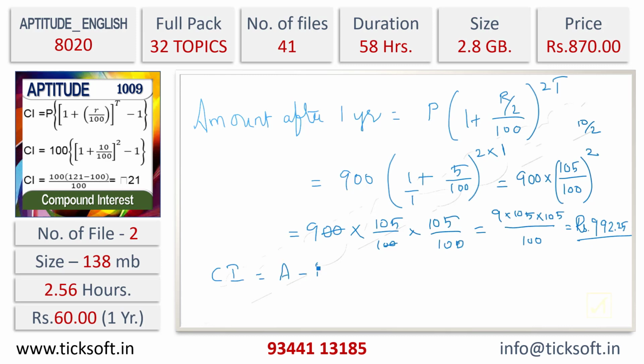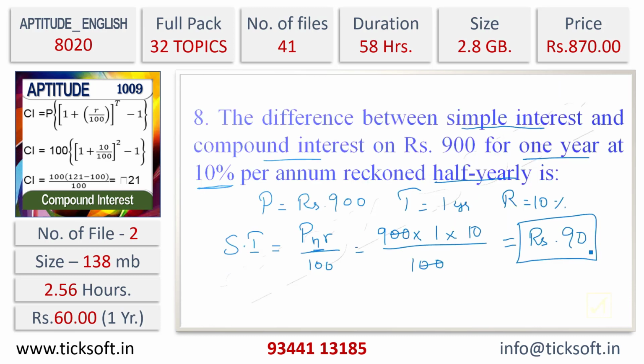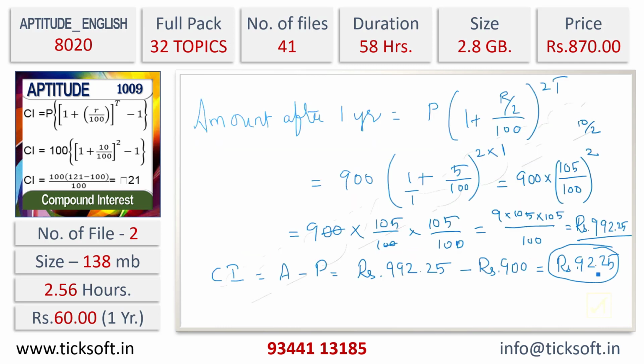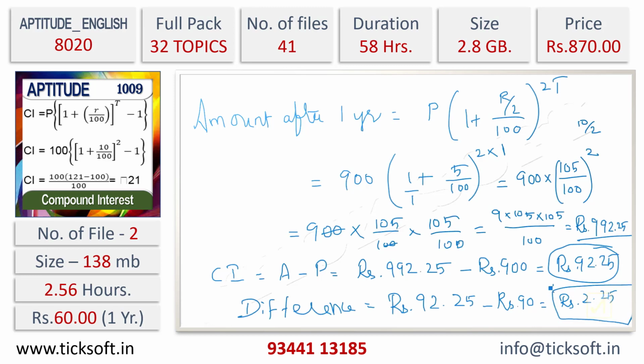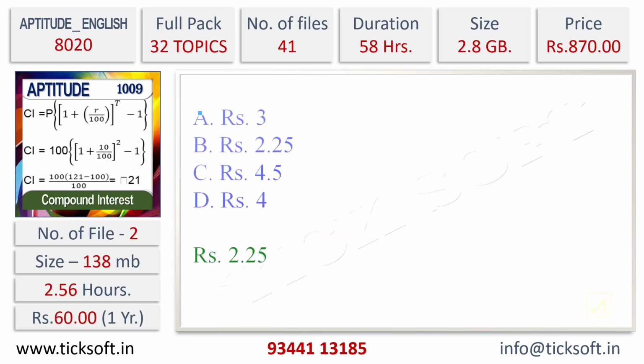So this will be equal to what? Amount minus the principal. So this is equal to rupees 992.25 minus the principal here is rupees 900. So if we cancel these two values, then we get rupees 92.25 as the compound interest. Already the simple interest is rupees 90 and the compound interest is 92.25. So what will be the difference? So the difference is equal to this compound interest minus the simple interest. So this is equal to rupees 92.25 minus rupees 90. So if we subtract these two values, we get rupees 2.25. So this is what the required difference. Hence out of these 4 options, option B, rupees 2.25 is the required difference.